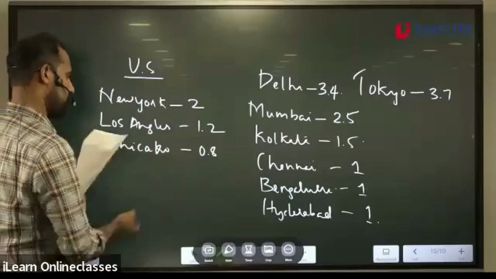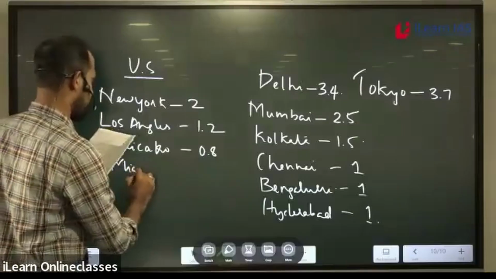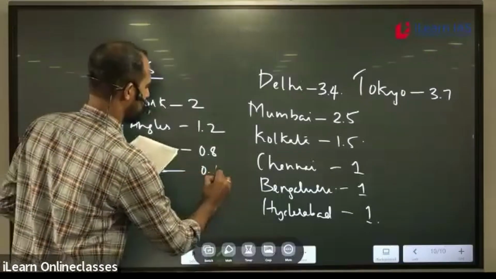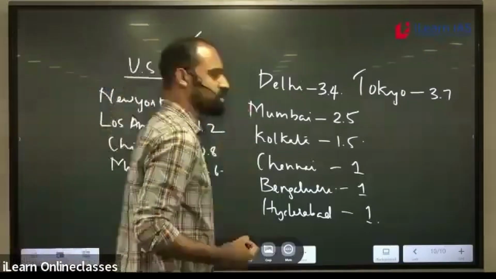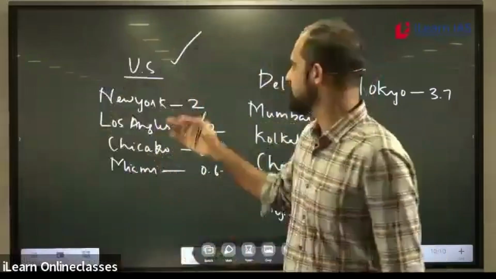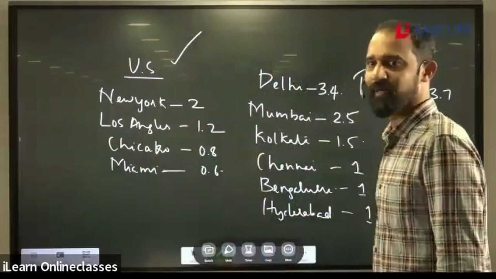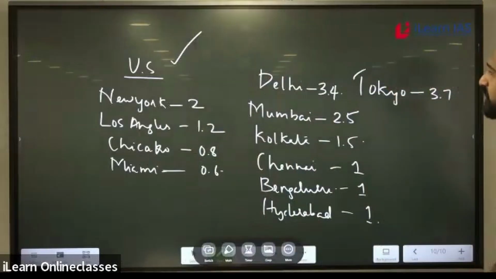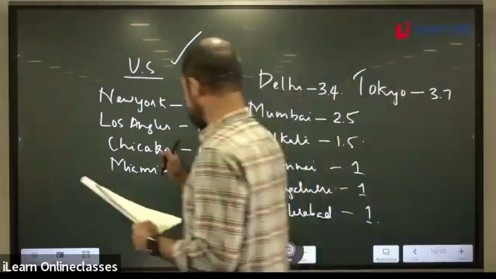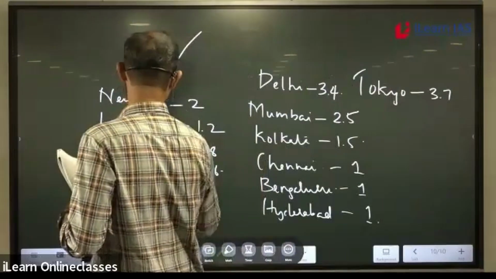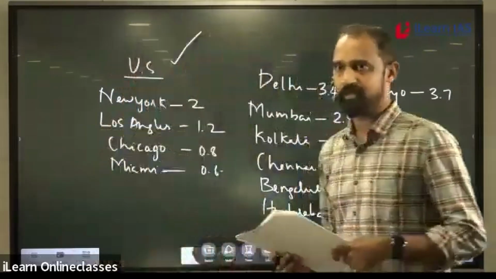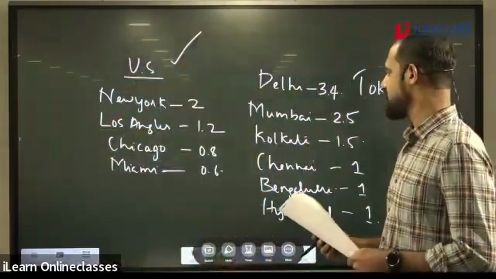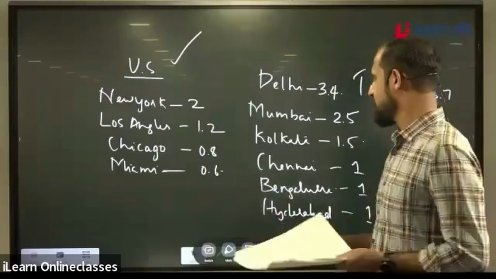Okay. Miami, 0.6. So for the rank size rule, you can tell that it is applicable in the US. New York has a population of roughly 2 crore. Los Angeles has 1.2 crore. Chicago has a population of 0.8 crore, that is 80 lakhs. Miami has a population of 60 lakhs.